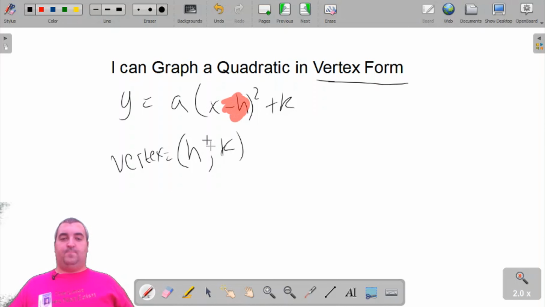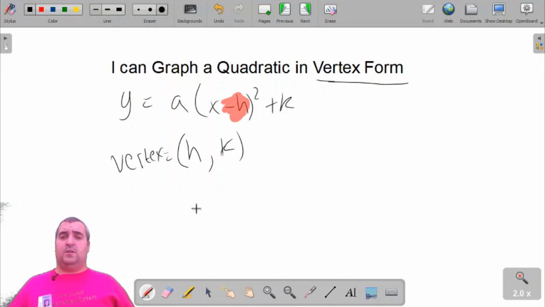Just like standard form, once you have your vertex, you then just need to find one other point, and you can then use the axis of symmetry. Just like before, your axis of symmetry, or line of symmetry, I've seen it stated both ways, is going to be x equals this x coordinate, so in this case, it's always going to equal h. So there, that would be our axis of symmetry, and that'll help us graph. So let's just get to an example.